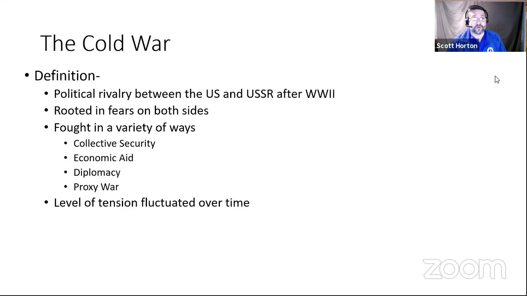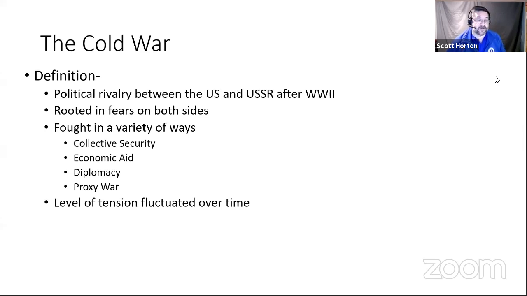It's rooted in fears on both sides. The US feared that the Soviets were trying to expand their influence into Eastern Europe and eventually into other parts of the world. The Soviet Union worried about what they called capitalist encirclement, that they were going to be surrounded by capitalists and ultimately squashed through that. And it's fought in a variety of ways. We're going to look at some examples of documents in just a second of different ways that this was fought. Collective security is one.